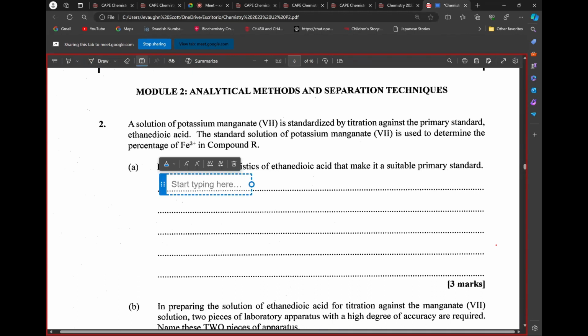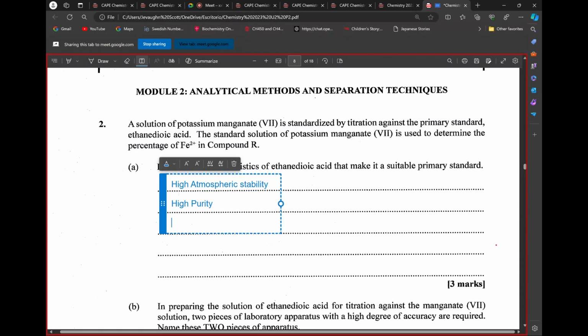Characteristics of primary standards, let's go. This table too, I'd say. Okay, so it has high atmospheric stability. Stability. All right, what else? Able to obtain high purity. High purity. Able to be obtained in high purity.